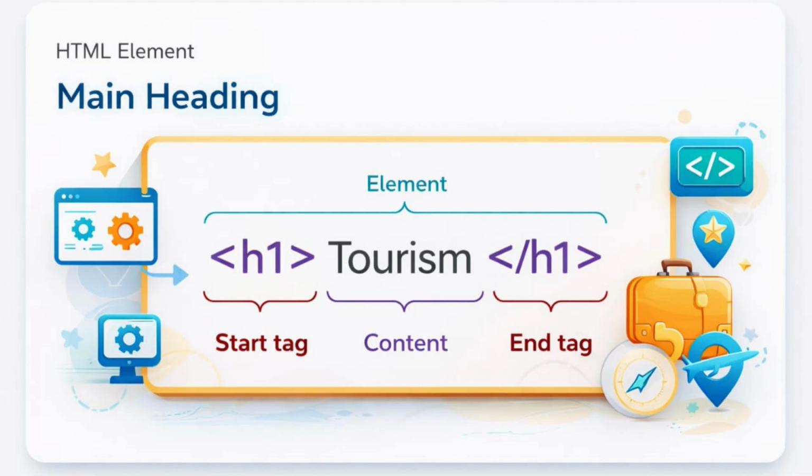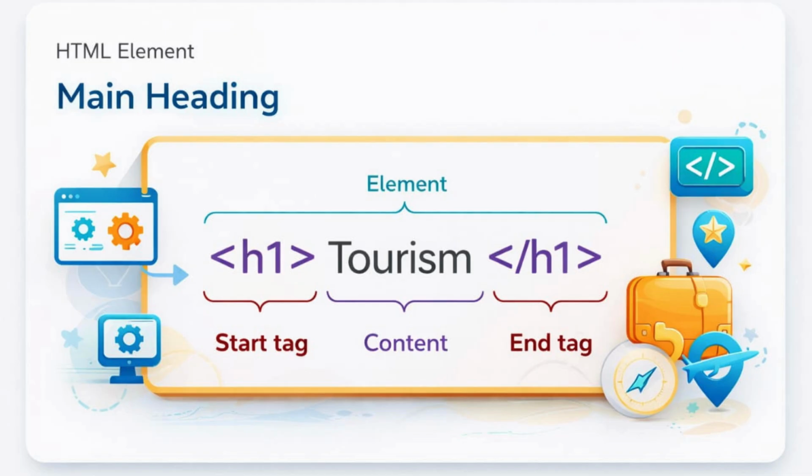Let's look at an example. We write start tag H1, content, tourism, end tag /H1. Here's how it works. The start tag, H1, tells the browser that a heading is starting. The content, tourism, is the text that will be displayed on the screen. And the end tag tells the browser that the heading has ended.